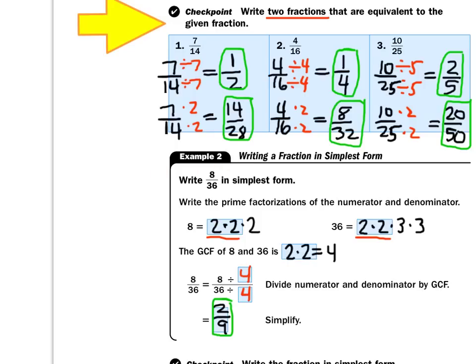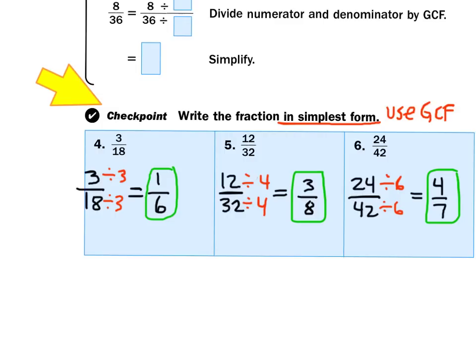Okay, now, example 2 wants us to write the fraction in simplest form. So when we want to write a fraction in simplest form, we have to use the greatest common factor of the numerator and denominator. Here they're suggesting that you prime factorize the numerator and denominator. So the prime factorization of 8 is 2 times 2 times 2. The prime factorization of 36 is 2 times 2 times 3 times 3. And notice how they have 2 2's in common, so that would mean the greatest common factor is 4. So if I divide both the numerator and denominator by 4, that will give me 2 over 9, which is in simplest form.